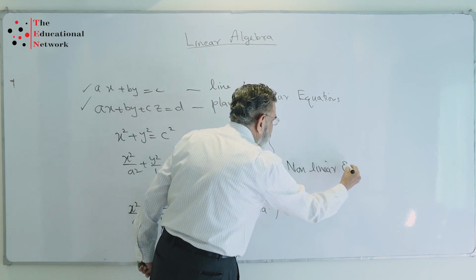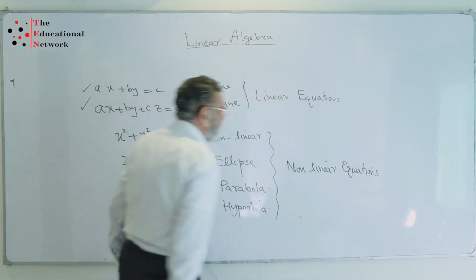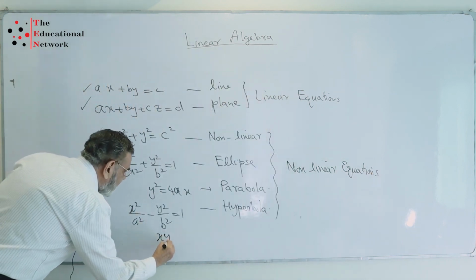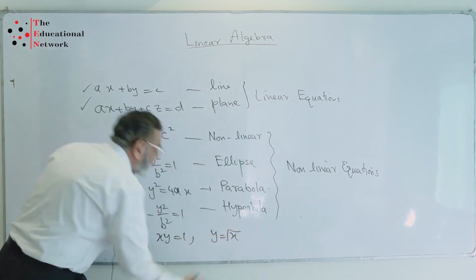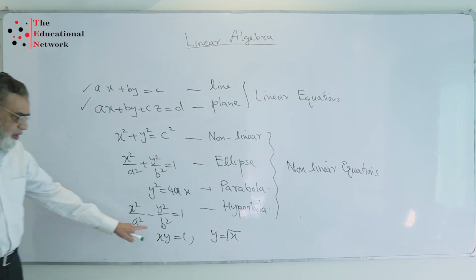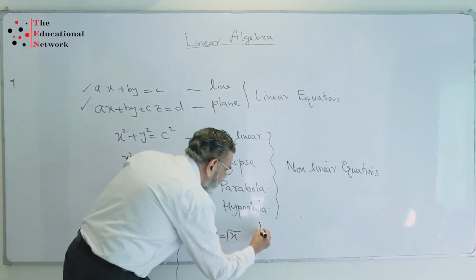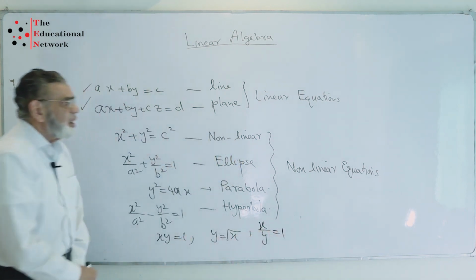So we must be very clear. Any equation whose power is other than 1 will be a nonlinear equation. It can be like this one, xy equal to 1. This is also nonlinear. y equal to root of x is also nonlinear, because the power changes. Here the power is 2, and here the power is 1 by 2. We have an equation like this one, x upon y equal to 1. This equation is also a nonlinear equation.